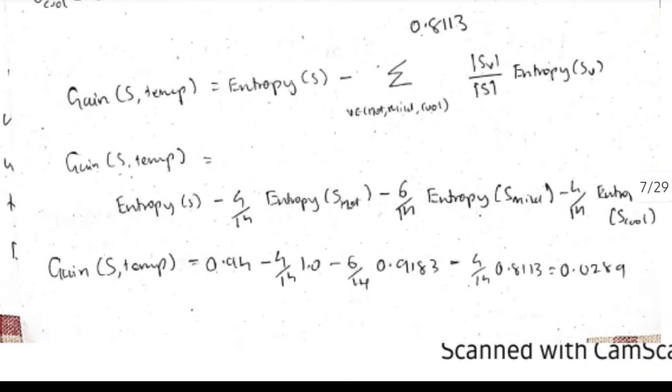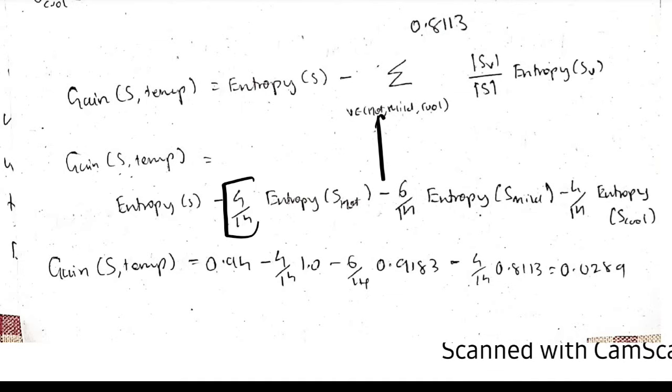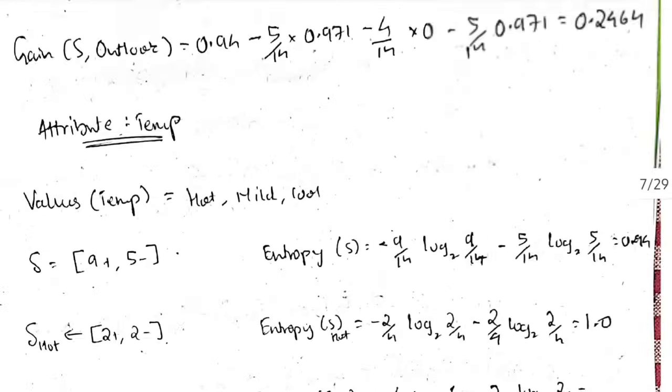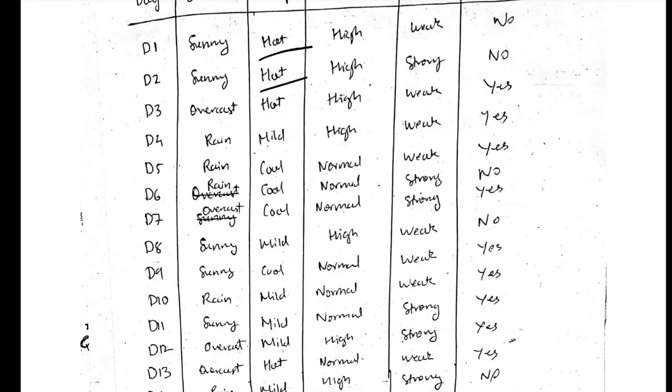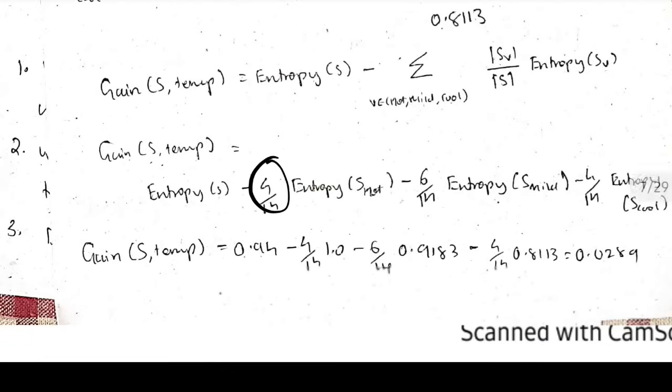For example, for your satisfaction, V is first hot here. I am concerned with how many hot values are there in the table. If I calculate, 1, 2, 3, and 4. So there are 4 hot values among 14 values. So what will I be writing there? Obviously I will be writing 4 by 14, isn't it? The same way it goes for mild. There are 6 mild values. For cool, if I calculate, there will be 4 cool values.